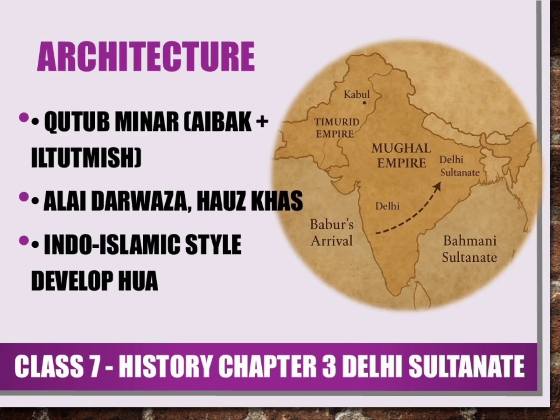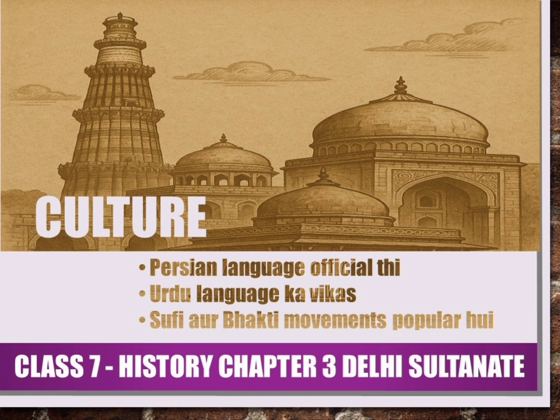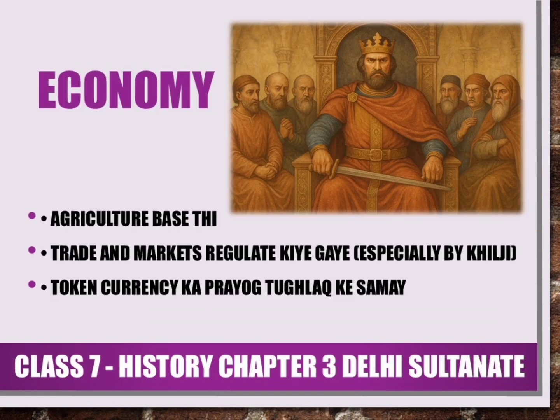Architecture. The Delhi Sultanate gave a beautiful Indo-Islamic style of noble monuments, and they include the Qutub Minar by Qutbuddin Aibak and Iltutmish, the Alai Darwaza, and the Hauz Khas. The Sultanate laid the foundation of centralized administration in India. It also contributed to the growth of Indo-Islamic culture, art, architecture, and new styles of governance that would later influence the Mughals.